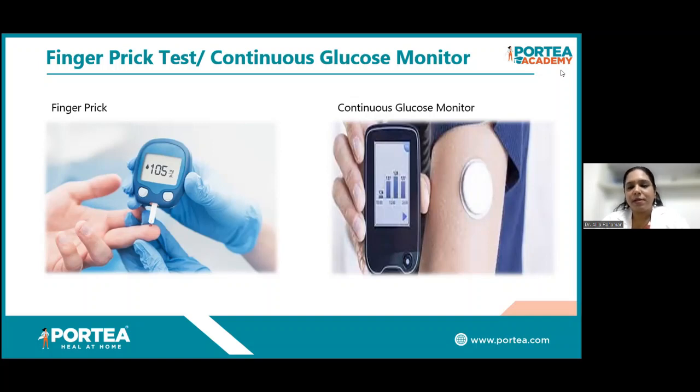About the finger test, I think everybody would know, because people are well aware of the glucometer and how to use it. I'll be talking a little bit about the continuous glucose monitor. What is that? This is a technique which has been used, and in India many hospitals also use it, but these are machines for people in whom blood sugars are not nicely controlled.